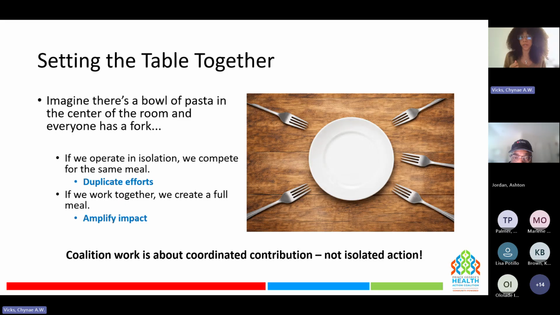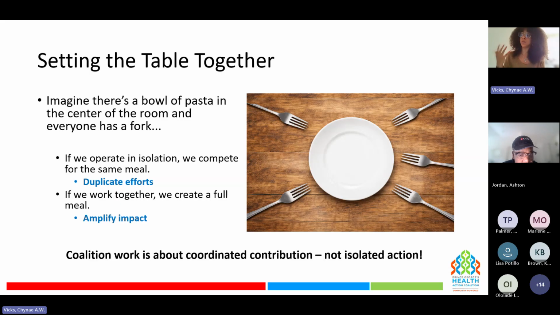We all hold forks. Some of us have programs, some of our forks might be outreach, some forks might be services, some might be data, some might be expertise, some is experience. But if we all operate in isolation, we're all competing for the same pasta or the same goal. But if we're coordinated, we can create a full meal and potentially feed a lot more people. And I think that's why our coordination makes our collective impact stronger.